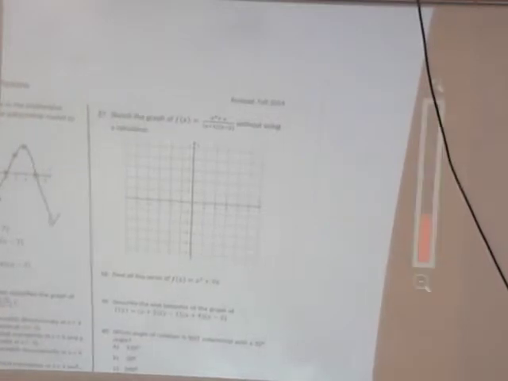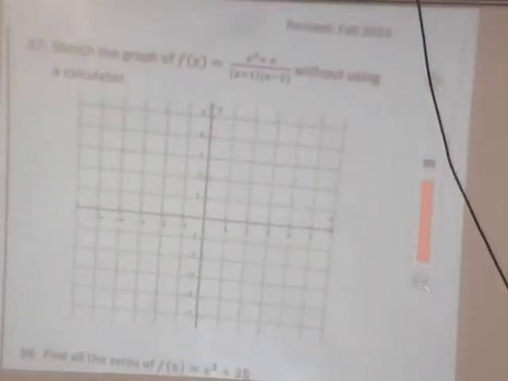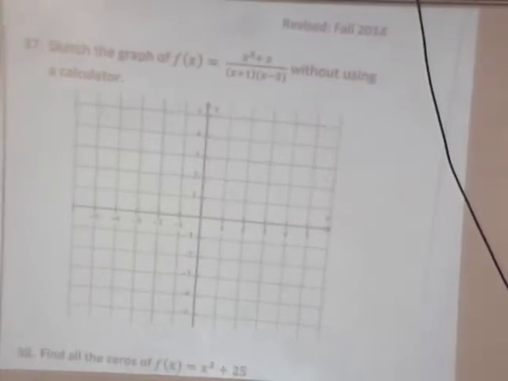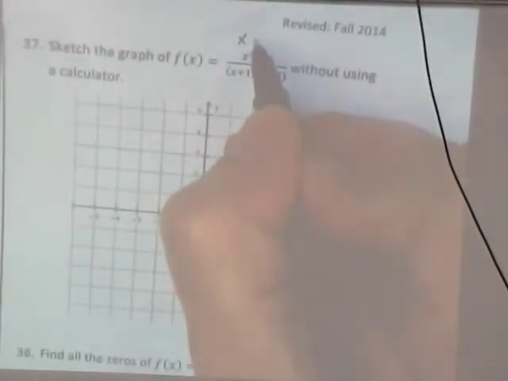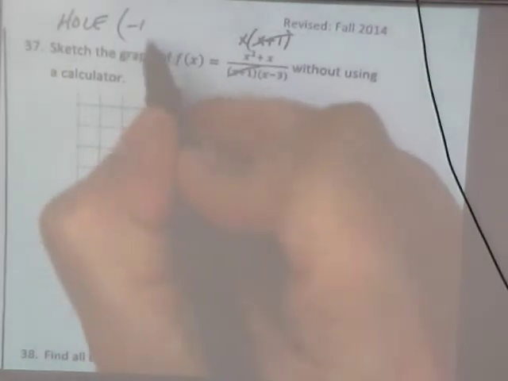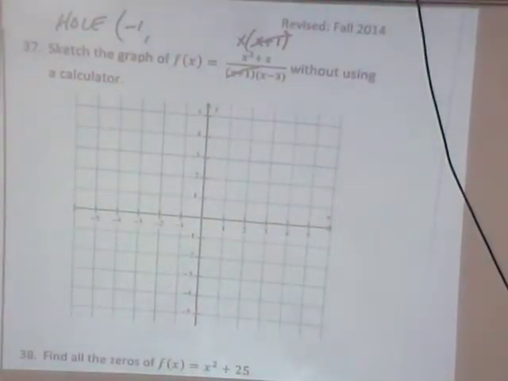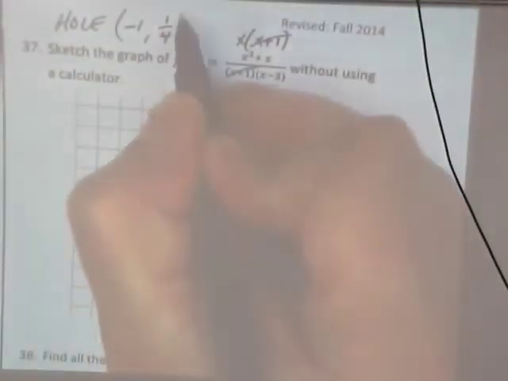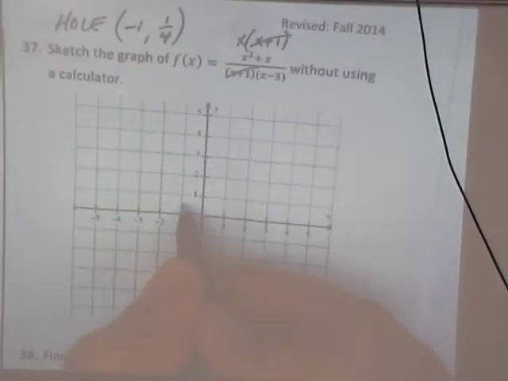Okay, 37. Sketch the graph without using a calculator. How exciting is that? So we know the positive 1 and 3. We're going to have some vertical asymptotes. Actually, if we factor the top, I can pull an x out, right? X plus 1, right? So that part will cancel out, so I'm going to end up having a hole there, right? Hole at x equals -1, and what will the y be? 1/4? -1/4? No, positive 1/4. So at -1, positive 1/4, we're going to have a hole.